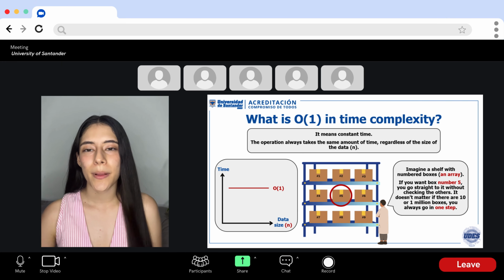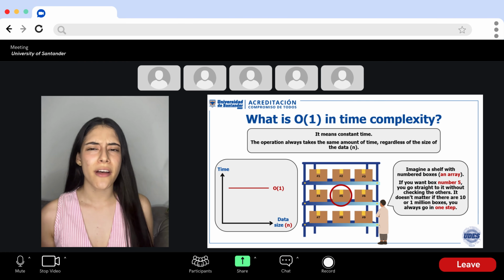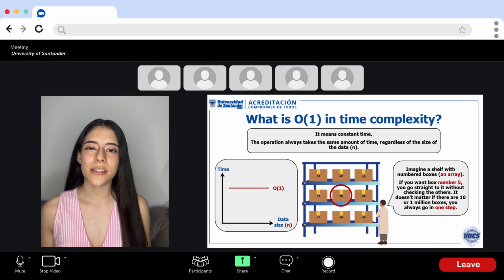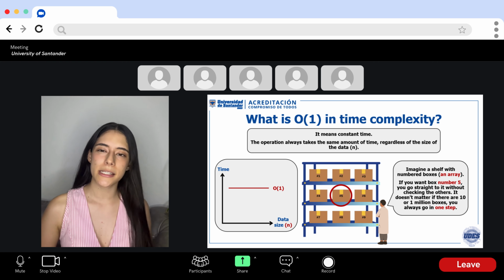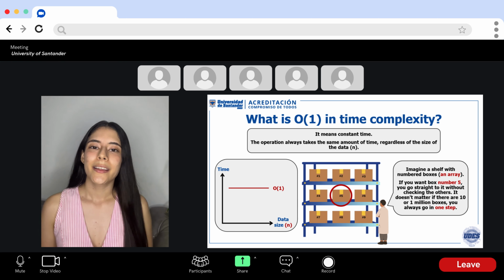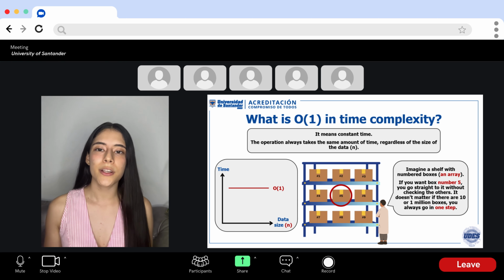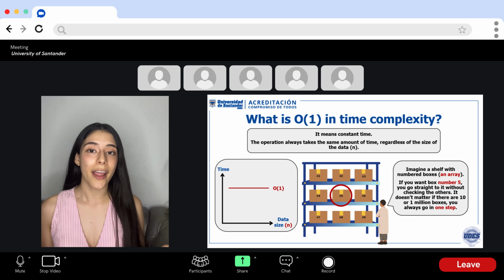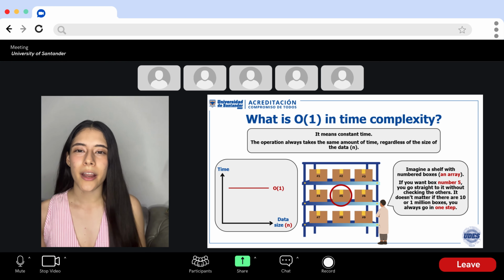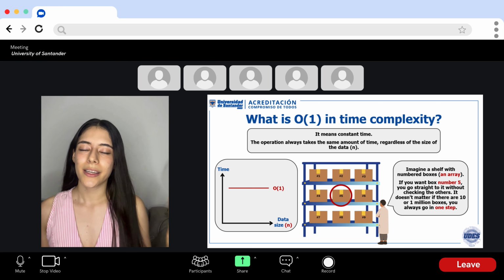Let's look at Table 1 in the paper. It shows something called time complexity and space complexity. So what is O(1) notation in time complexity? It means constant time. The operation always takes the same amount of time no matter the size of the data, for example, accessing an element in an array by its index.